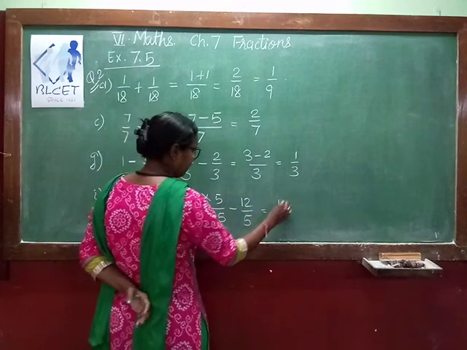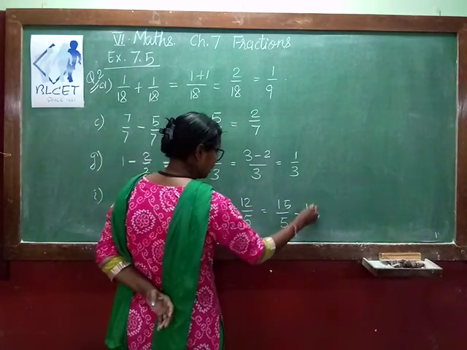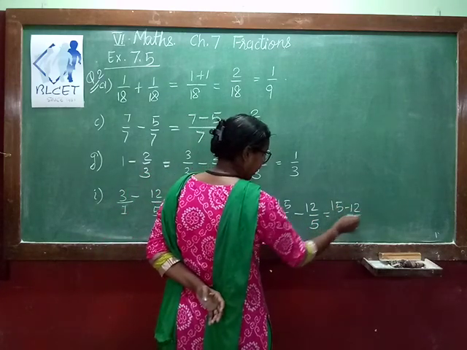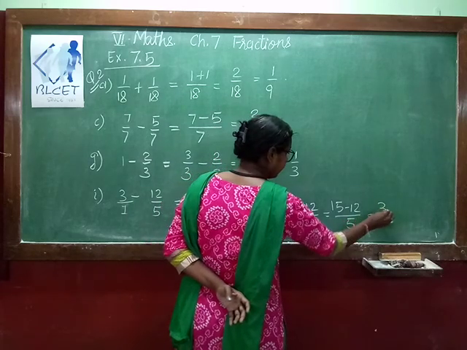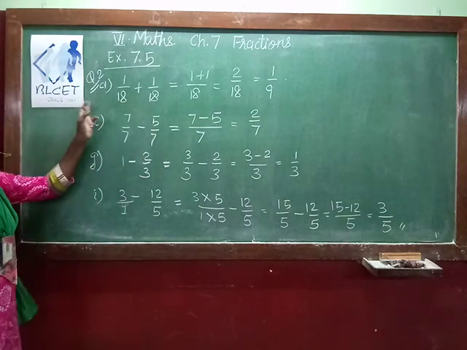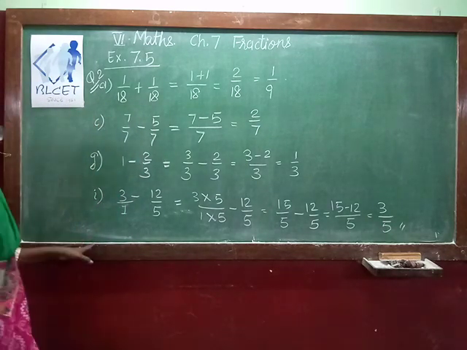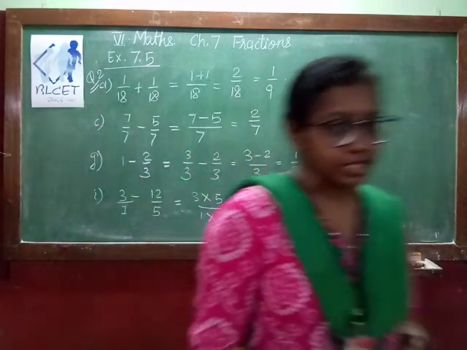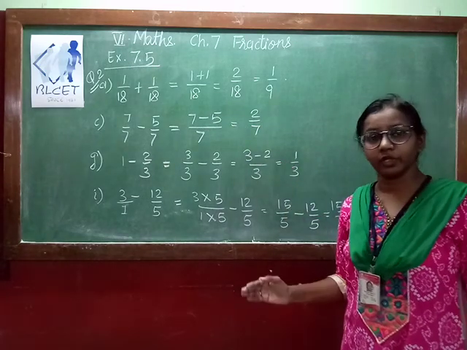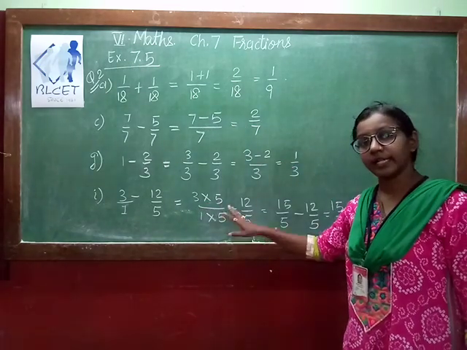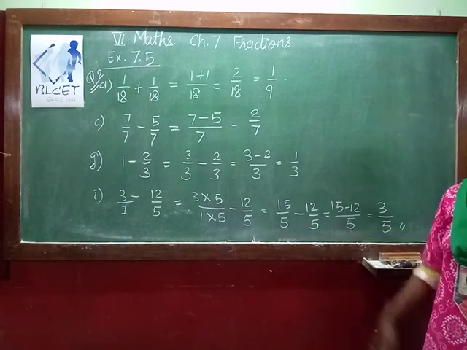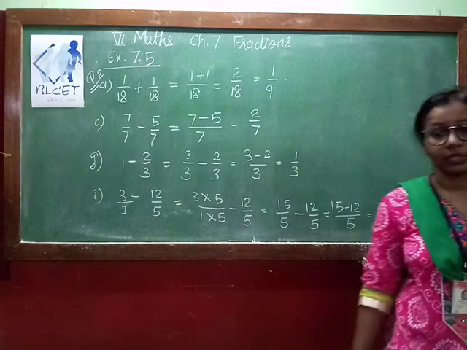So what is your answer? 15 divided by 5 minus 12 divided by 5, which is equal to 15 minus 12 divided by 5, which is equal to 3 by 5. So this way you can solve question number 2. Not all questions I have solved, but if like fractions are there, where it is very easy to do the addition and subtraction, you have to consider only the numerators. If unlike fractions are there, at that time you have to convert them into like fractions and then do the addition or subtraction. Thank you. Next we will move on to question number 3.